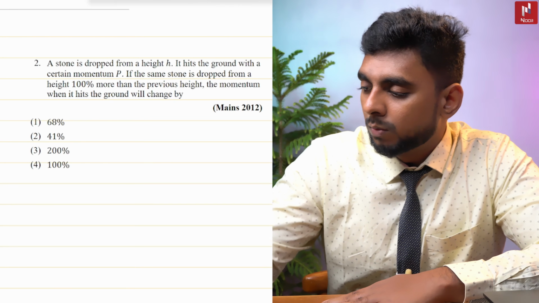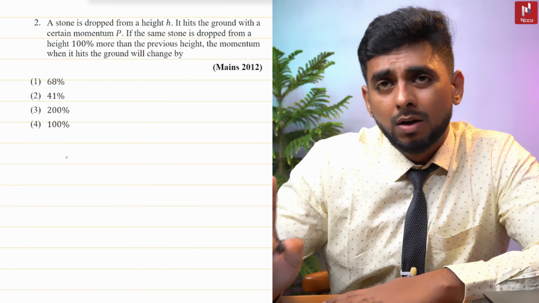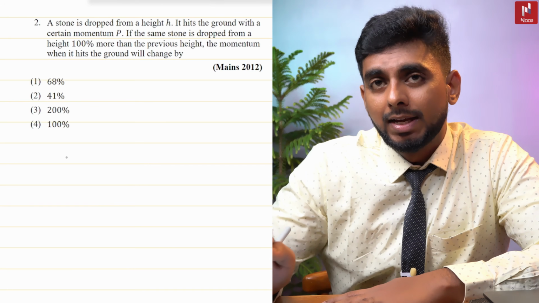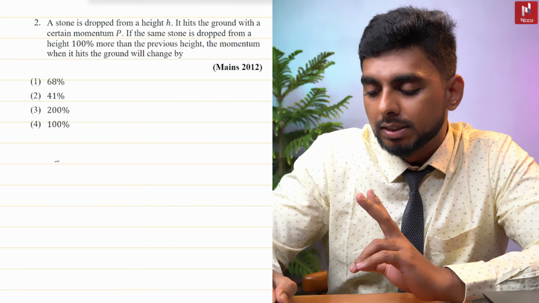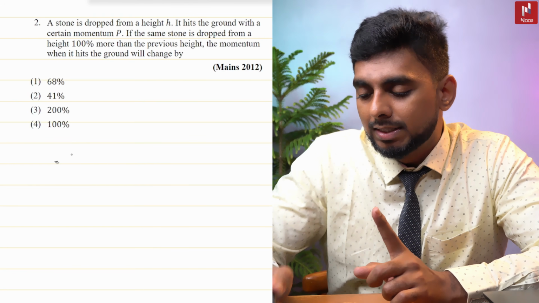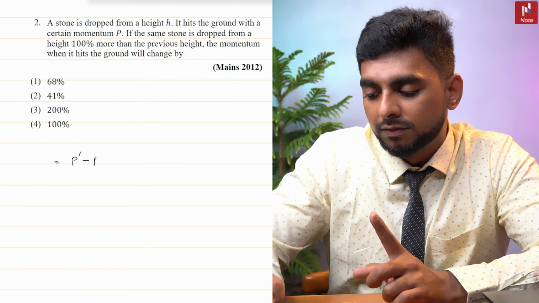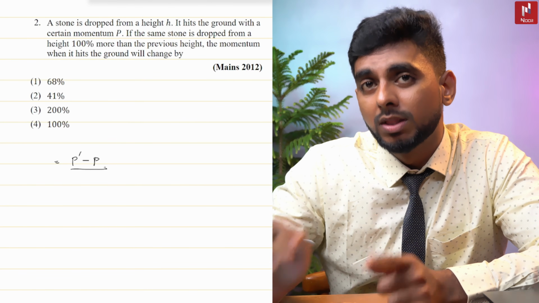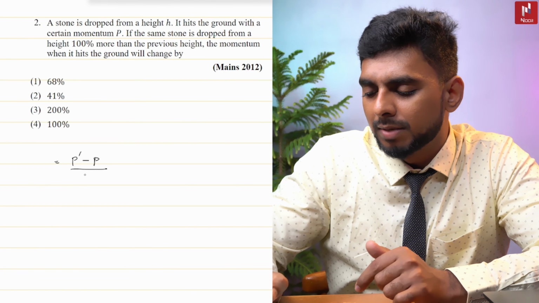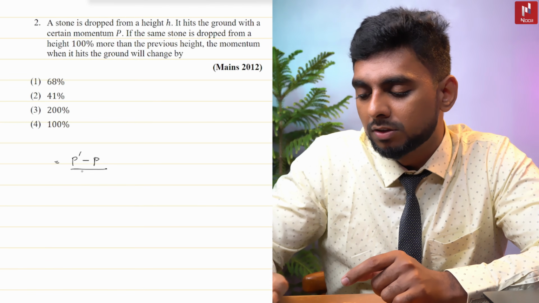So what they're asking us to find is how far it is going to increase in the second case considering the first situation. Okay, so they're asking us to find the percentage. So what was the change? That will be the second case momentum minus the momentum in the first case, divided, I'm just going to compare it with the first case, therefore I'll divide it by the initial momentum or the first situation momentum, which will be p.